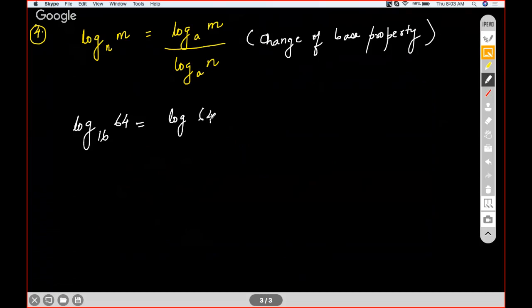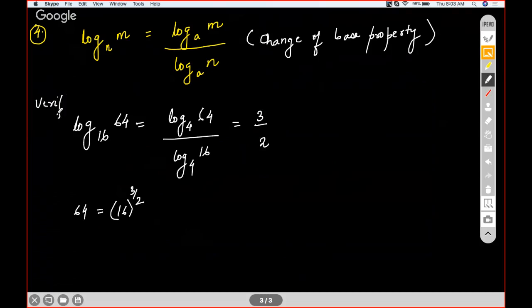So I'll choose a suitable a. Here it is 4, and I will do this calculation. The numerator becomes 3, the denominator becomes 2. That means log 64 to the base 16 is 3 by 2. That means 64 can be obtained by raising 16 to the power of 3 by 2. This is just a verification that we did now.